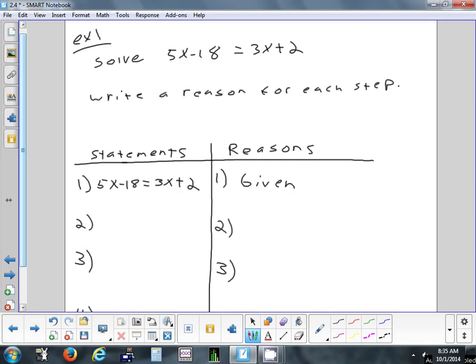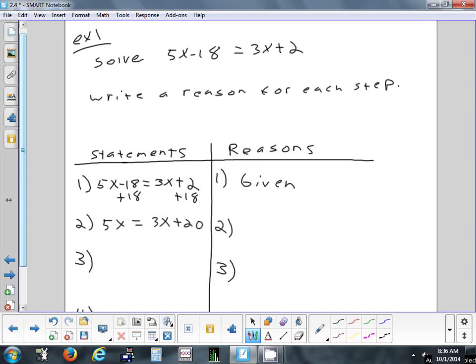There's many ways you could do it. But yeah, Connor? You could either subtract 2 and subtract 5, or you could add 18 and subtract 3x. Yeah, let's do it that way. Let's add 18, and in fact, I'll do what you said in 2 steps. Let's add 18 to both sides. So now we get 5x equals 3x plus 20.